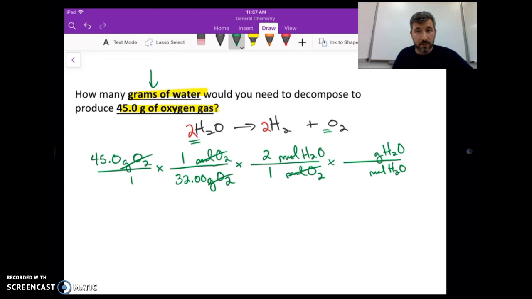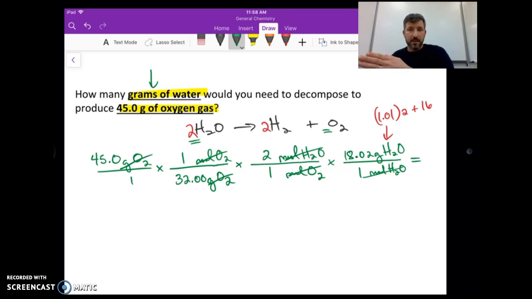And again, anytime I see grams, I know I'm going to the periodic table for that. And so I just have to add up. Each hydrogen is 1.01, so that times 2 plus 16 for oxygen. So 1.01 times 2 is 2.02, plus 16 would be 18.02. And so go ahead and do the math. Basically multiply everything on the top, multiply everything on the bottom, and then divide top by bottom. So 45 times 2 times 18.02 divided by 32, and see what you get.